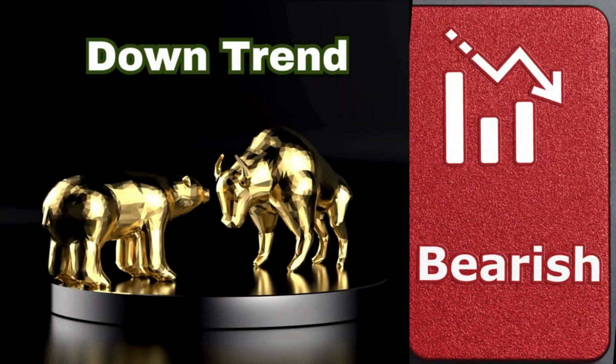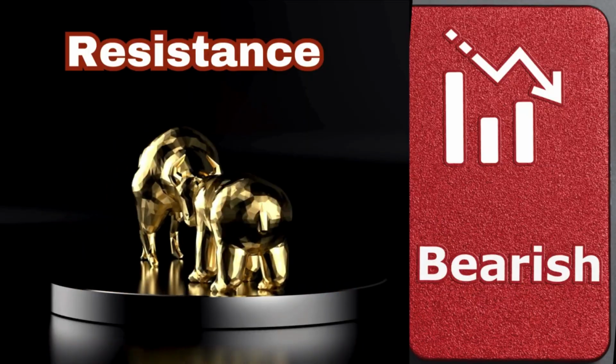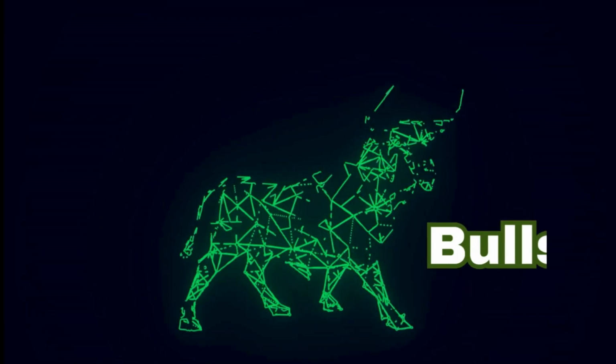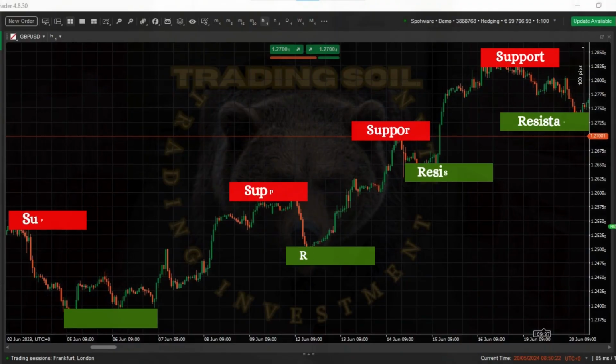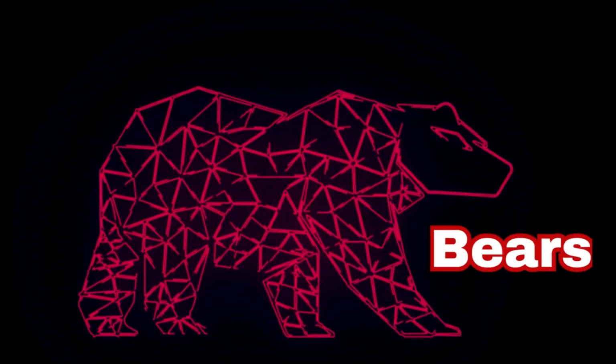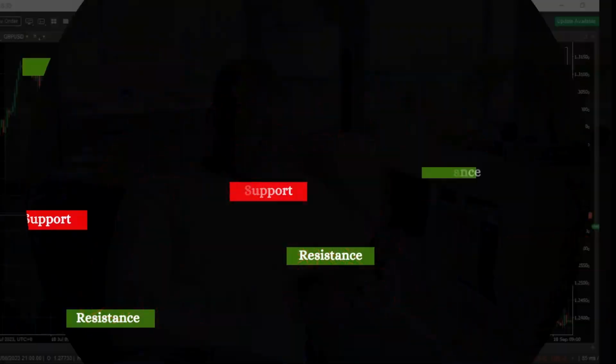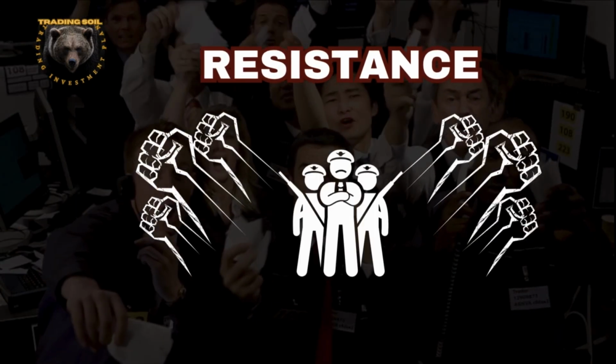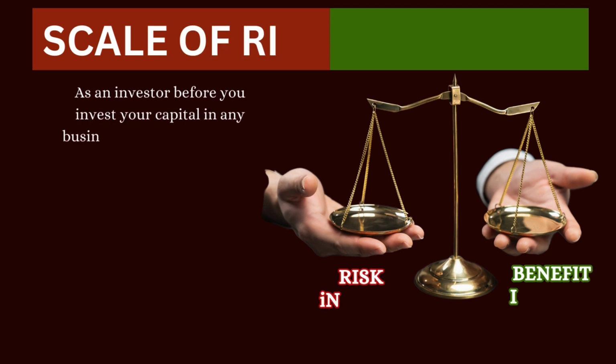Do not mistake the position of the bulls and the bears in the financial markets to be your support and resistance. The bulls are traders who are speculating that price will go up, while the bears are traders who are speculating that price will go down. But support and resistance is far more than that, which is based on the scale of volumes of interest.